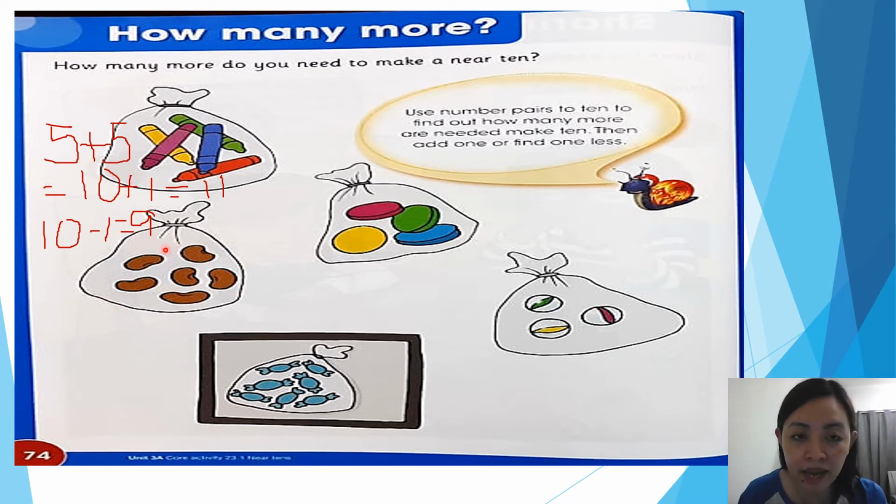Now, how about the second bag? The second bag has beans. How many beans are there? Okay, let's count. 1, 2, 3, 4, 5, 6. So there are 6 beans. Now, what number should we add to 6 to make 10? What's your answer? Okay, 4. So 6 plus 4 is equal to 10.